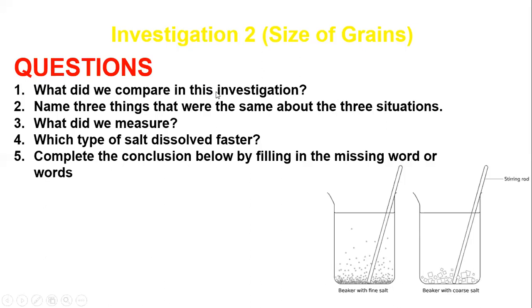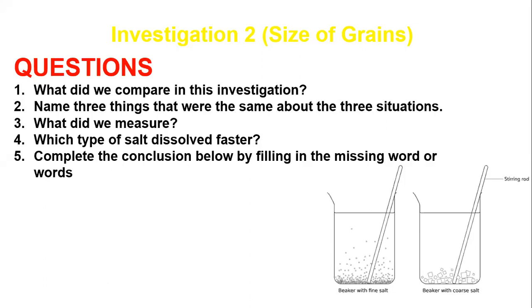What did we compare in the investigation? So we compared the rate of dissolving of the grains of fine salt as compared to coarse salt in tap water. And the 3 ingredients that were the same were the size of the beaker, the amount of water, and the amount of salt that we used. So what did we measure? We measured the salt and we measured the water.